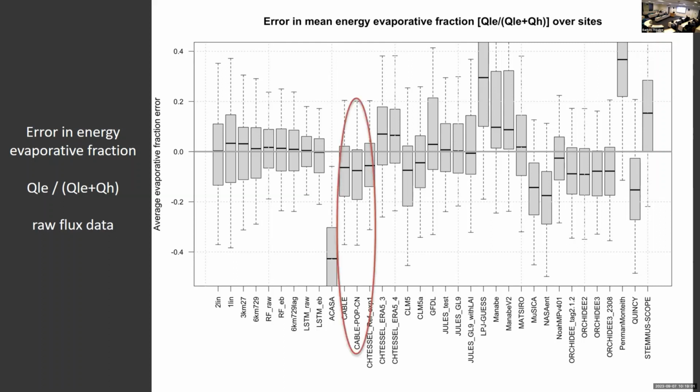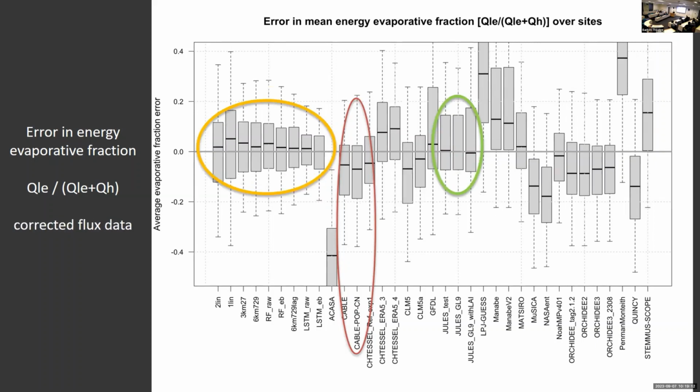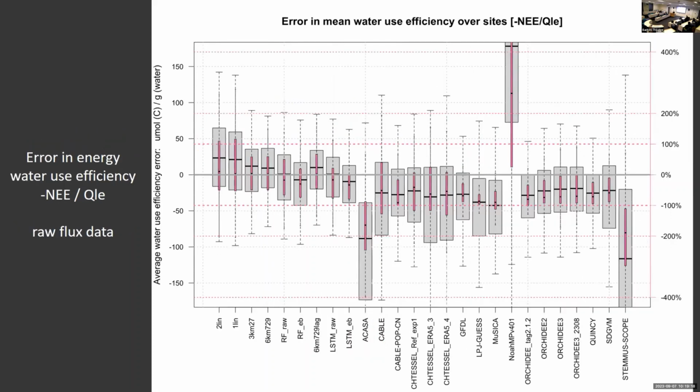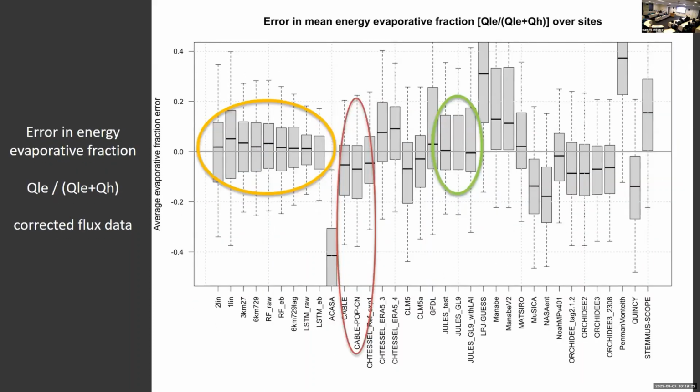But that's the way I've set it up, and the pink lines and the axis on the right-hand side show you that as a proportion of the size of the water use efficiency. And just to point out that CABLE is about 50% too little carbon. JULES isn't here because JULES didn't submit carbon. And the empirical models seem centered, more or less, some of them not, the really simple ones.